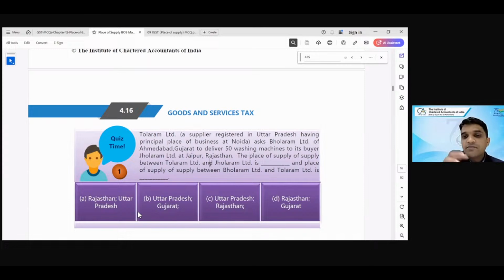In case I am telling Bholaram to give goods to me, he will bill to me. Where am I located? I am located in Uttar Pradesh, so that is the place of supply. And the goods are getting delivered to Ahmedabad, so I will bill to Ahmedabad. That is the place of supply. So the answer is Uttar Pradesh is the first place of supply, and the place of supply between Bholaram and Tolaram will be the place of Bholaram, which is Ahmedabad. Clear?